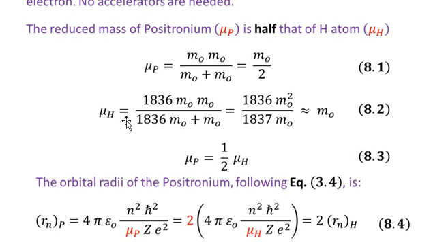The hydrogen atom has one proton and one electron. The mass of one proton is nearly 1836 times the mass of the electron, and m0 stands for the mass of the electron. In the denominator, we have the mass of the proton, which is 1836 times the mass of the electron, plus the mass of the electron. If you calculate this, you will get a quantity nearly equal to m0, as shown in equation number 8.2. Looking at equations 8.1 and 8.2, you can easily establish that μp is equal to half of μh.